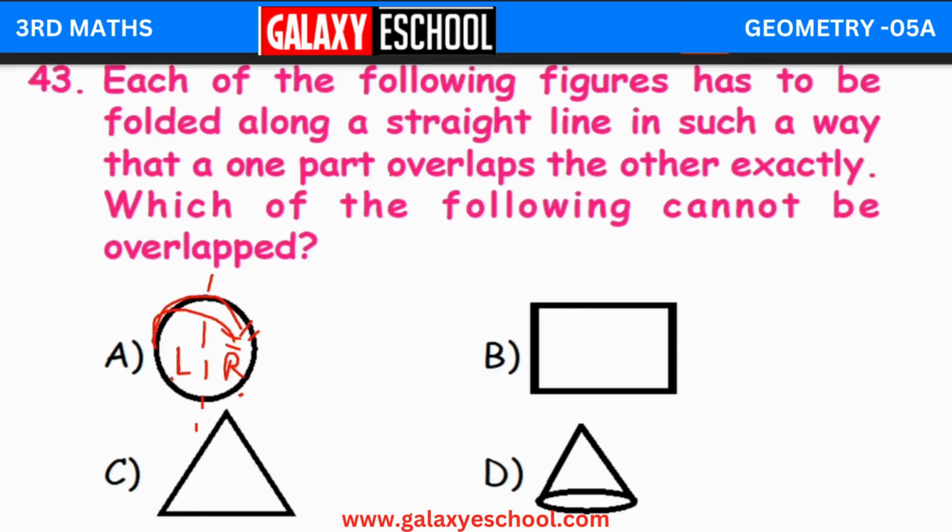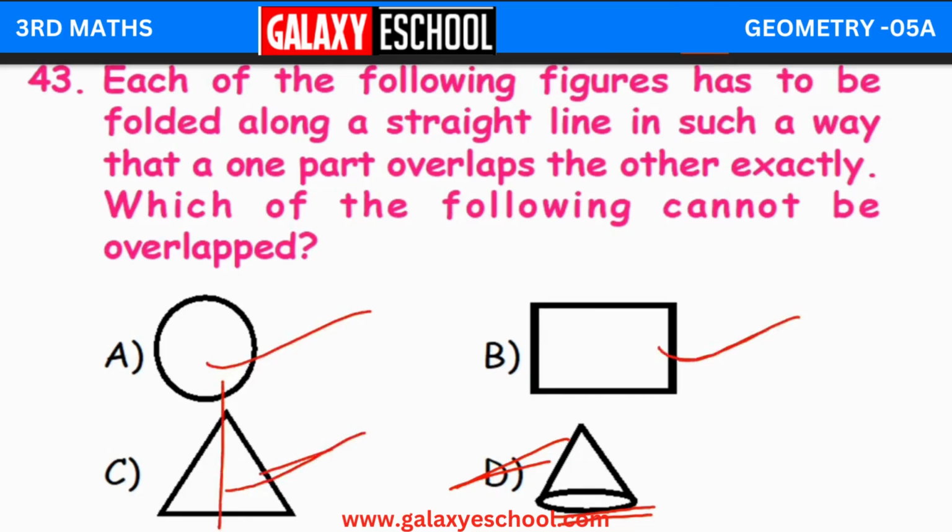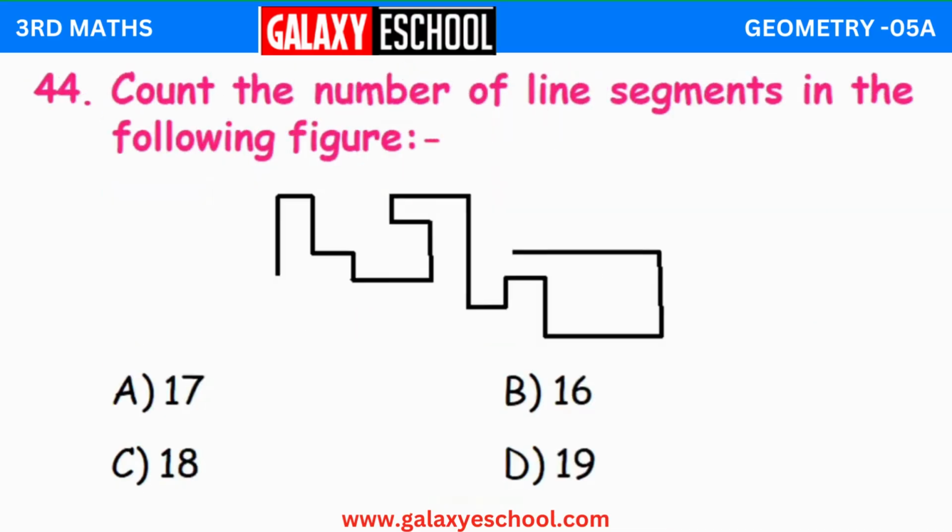I am folding it in half. It overlaps on the other side. The left side will come on the right side. In this way, from the given four options, I can fold only three shapes like this, where both sides will overlap each other exactly. Now which of the following cannot be overlapped here, children? That would be cone. Circle, square, rectangle and triangle, these I can overlap exactly, but for cone it is not possible to overlap exactly.